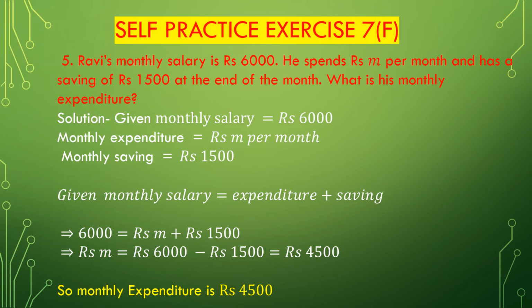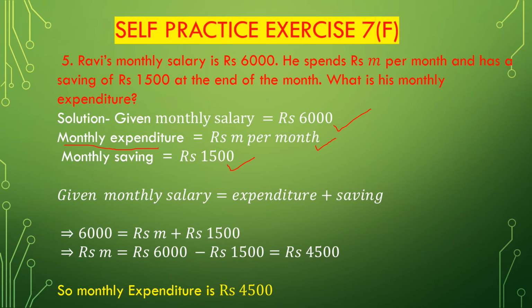Now we solve another word problem. Question number 5. Ravi's monthly salary is 6,000 rupees. He spends M rupees per month and has a saving of 1500 rupees at the end of the month. What is his monthly expenditure? Given monthly salary is 6,000 rupees. Monthly expenditure is given as M rupees per month and he has a monthly saving of 1500 rupees per month. What we have to find is his monthly expenditure.